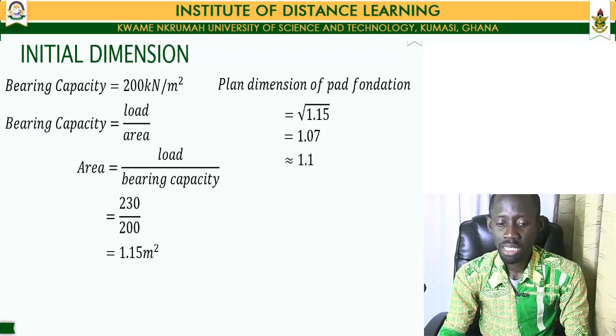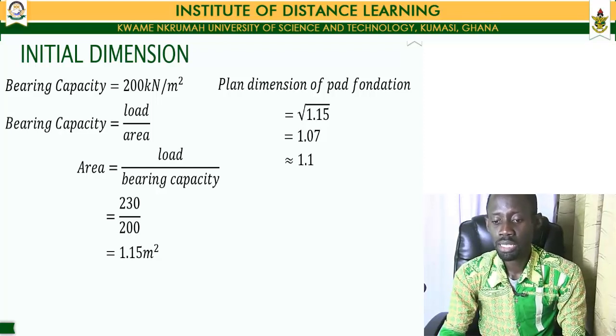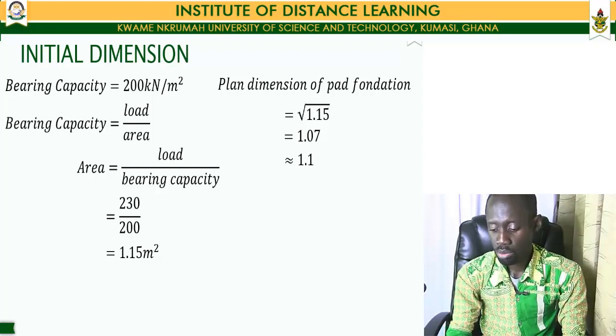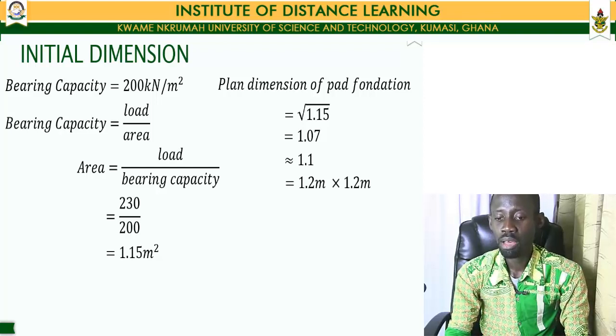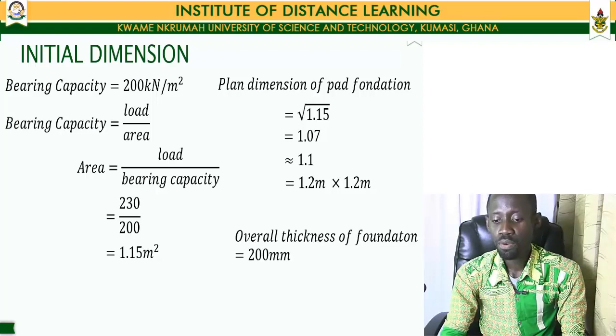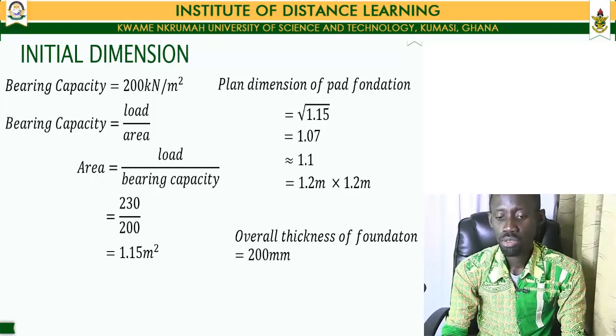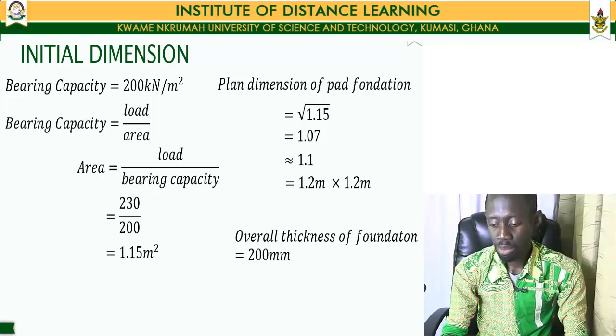So the minimum dimension that we can give to our pad foundation, such that the load it is carrying wouldn't pierce through the soil that is supporting it, should be 1.10 meters squared. So ultimately we are adopting a pad dimension of 1.2 meters by 1.2 meters, which is a little bit beyond the 1.1 minimum that we have calculated. Now, moving forward, the total thickness of our pad foundation is going to be 200 millimeters. So by this, we have come out with the dimensions of our pad foundation.